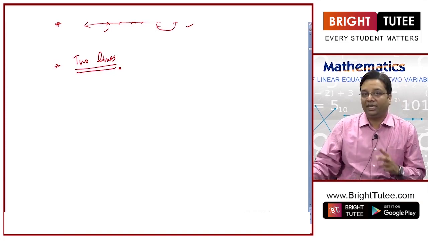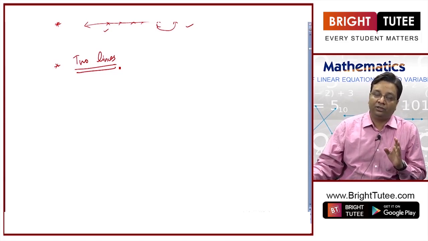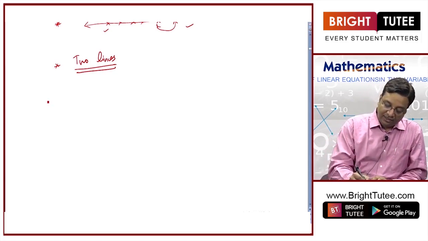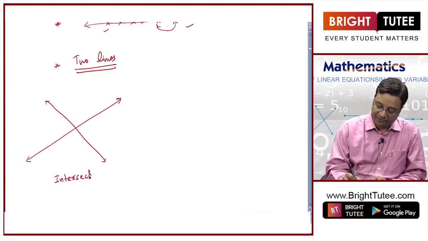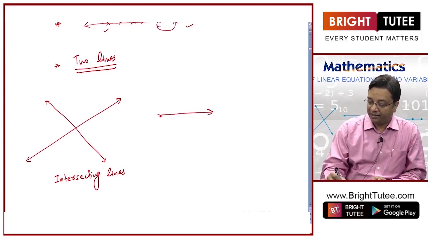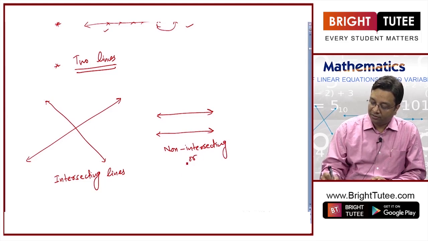How will 2 lines behave? In a 2-dimensional space, if you have got 2 lines, they can cut each other, right? These are known as intersecting lines. They can be parallel to each other. So, these are non-intersecting lines or parallel lines.